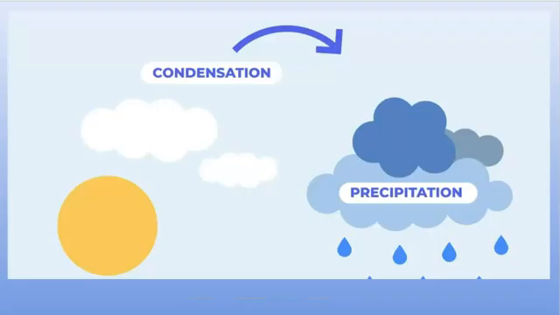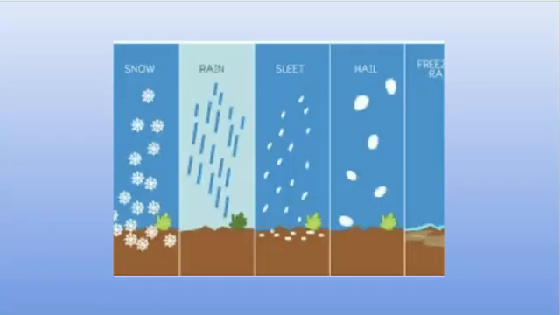Condensation also occurs to form clouds. Clouds will eventually get too heavy and then precipitate, which leads us to the next step of precipitation, which is also in this graphic here. Precipitation is when the cooled down water vapor from the clouds and atmosphere falls back onto the ground. This can occur in many different forms such as rain, snow, sleet, hail, and even freezing rain.